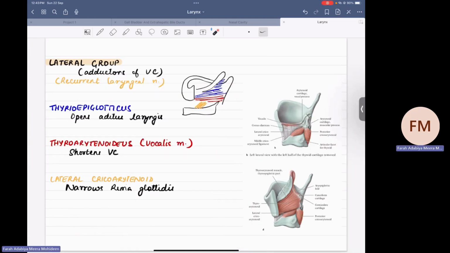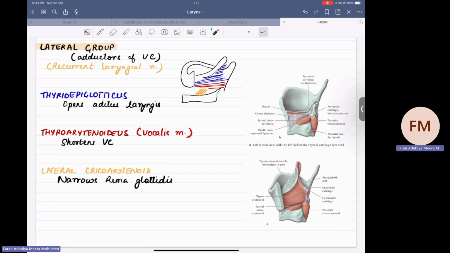Then you have your lateral group of laryngeal muscles, which include the adductors of your vocal cords. All of these three muscles are supplied by your recurrent laryngeal nerve. So, what are the three muscles? You have your thyroepiglotticus, thyroarytenoid, which is your vocalis muscle, and then lateral cricoarytenoid. Functions, as you've seen, I've already written here. You can see everything in this diagram: your lateral cricoarytenoid, thyroarytenoid, and thyroepiglottic muscle.